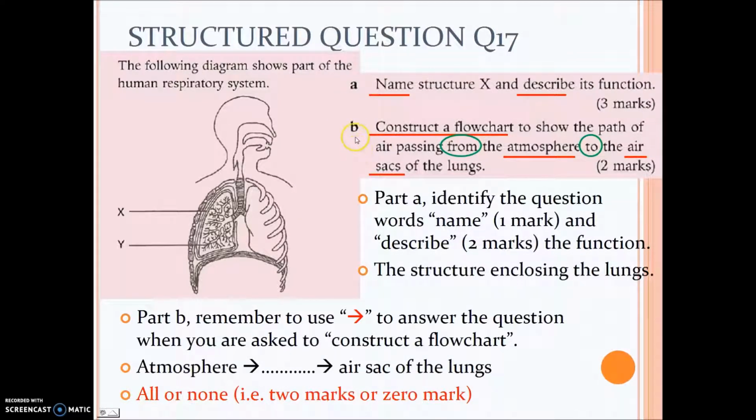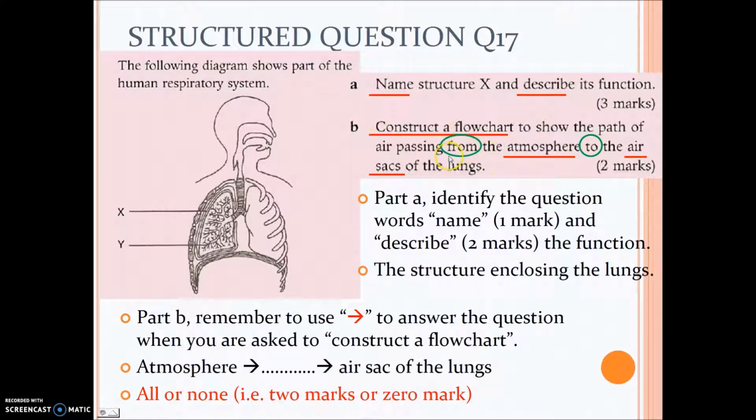And for question B, construct a flowchart to show the path of air passing from the atmosphere to the air sac of the lungs. For this type of question, you are going to draw a flowchart. So remember to use the arrow to show the direction of the flow, the order of the flow. So that's the first point.